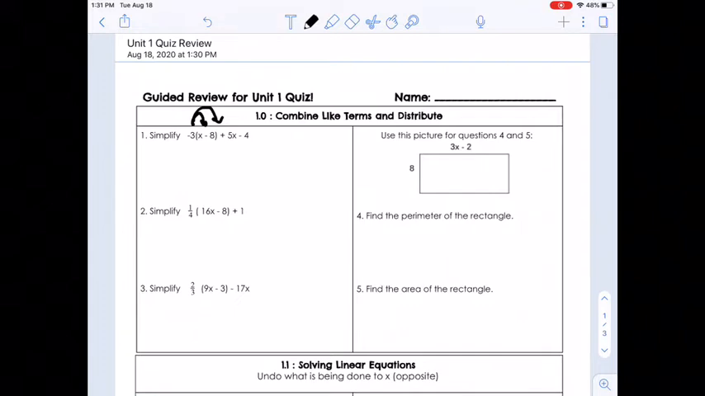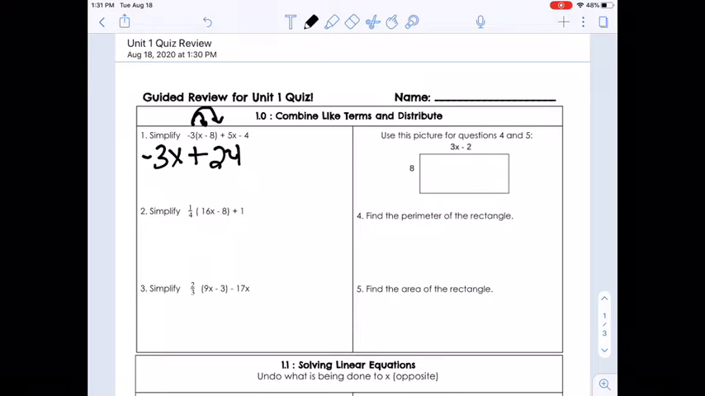So we're going to do negative 3 times x, which is negative 3x. Negative 3 times negative 8, well, a negative times a negative is a positive, so I'll write plus, and 3 times 8 is 24. We do not distribute the negative 3 to the 5x or the negative 4 because they are not in parentheses, so we're just going to bring those down.